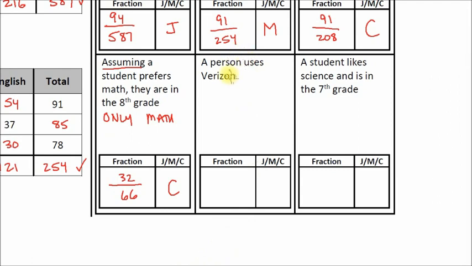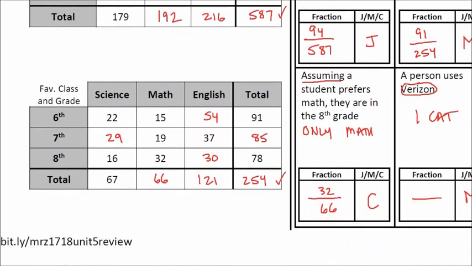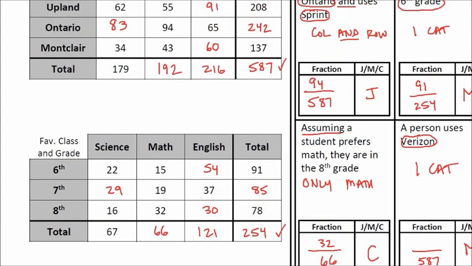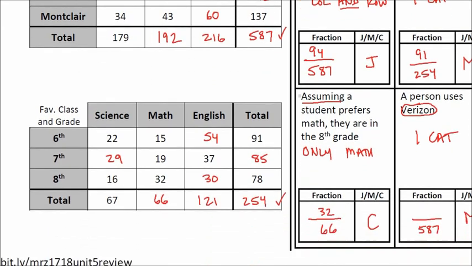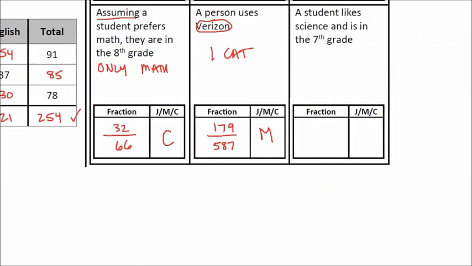Okay, next one, a person uses Verizon. Well, I got one category mentioned. That means it must be marginal. And marginal, I know, uses the grand total. So let's take a look at our cell phone survey. We got 587 people in that survey. And how many of them use Verizon? It's going to be the total of the column. 179 people use Verizon. So there is our fraction, 179 over 587.